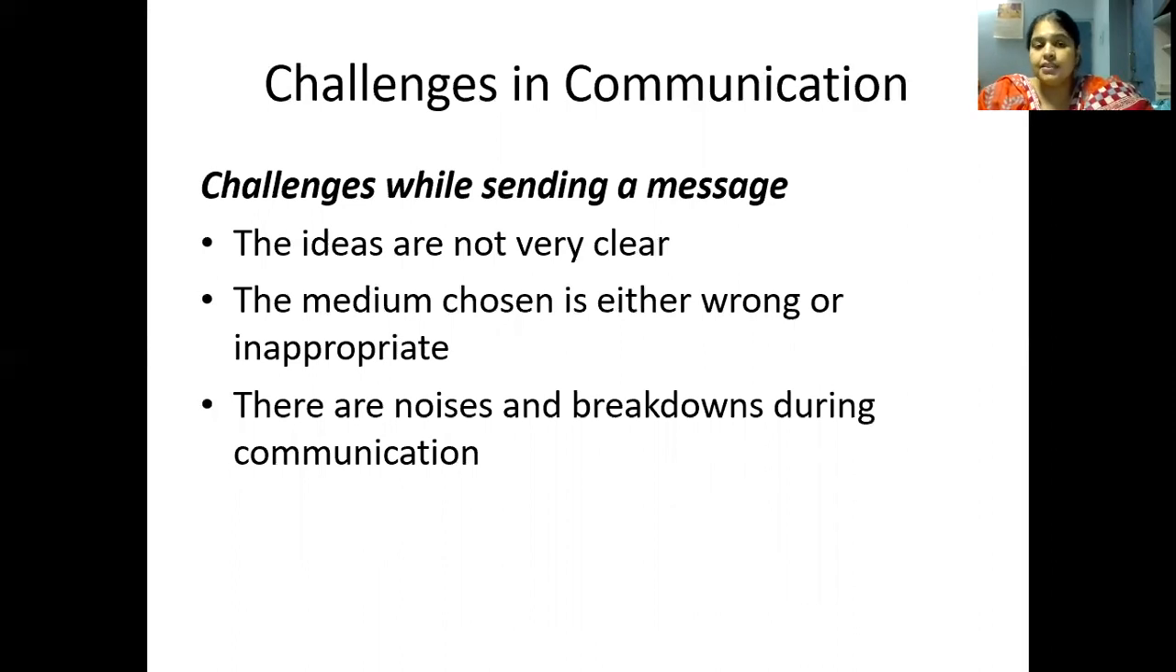What are the challenges in communication? Challenges while sending a message: the ideas could not be very clear. The medium chosen is either wrong or inappropriate. There are noises or breakdowns during communication. Noises and breakdowns could be no internet, no electricity, no power, no access to emails. These are examples of noises and breakdowns.